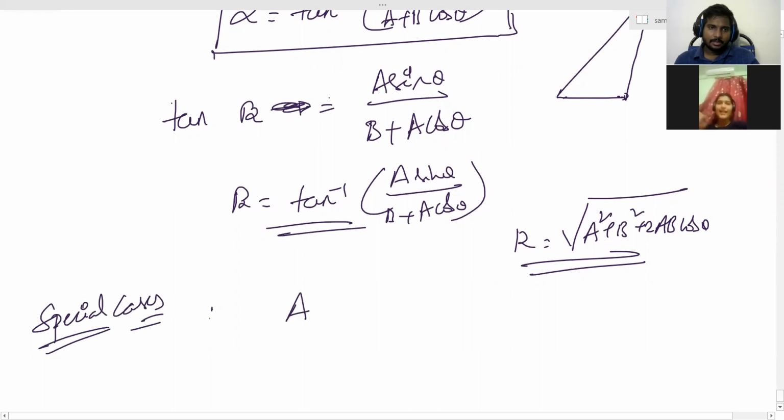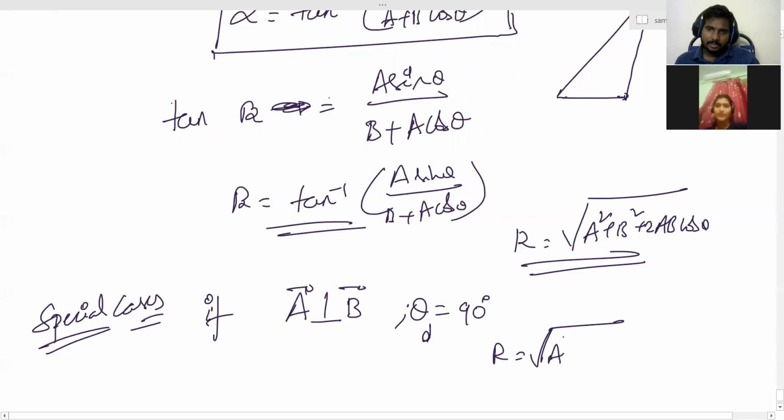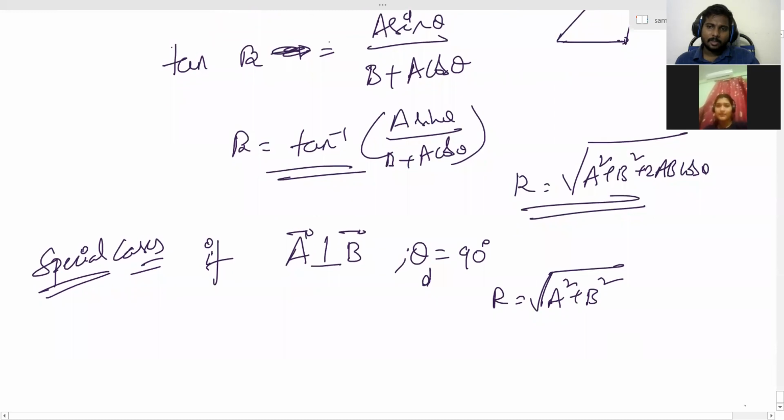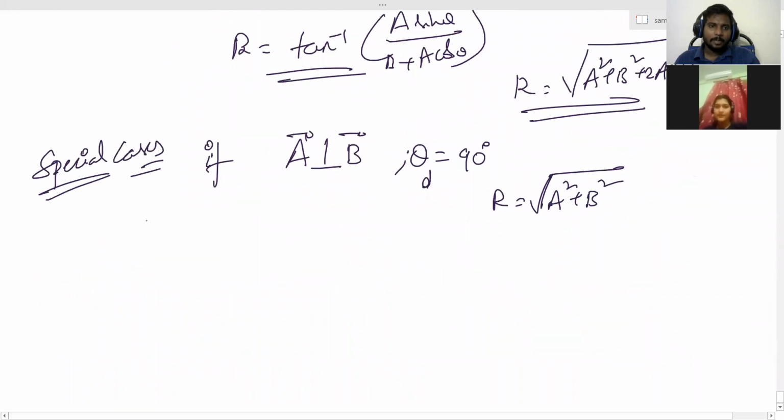We can write it simply as the whole root of A square plus B square if theta is 90. That's what I'm going to. It's a special case. If A is perpendicular to B, that is nothing but theta is 90. What is R? Whole root of A square plus B square. That's it. That's why with i cap and j cap terms we wrote X components plus Y components, because they are perpendicular vectors.